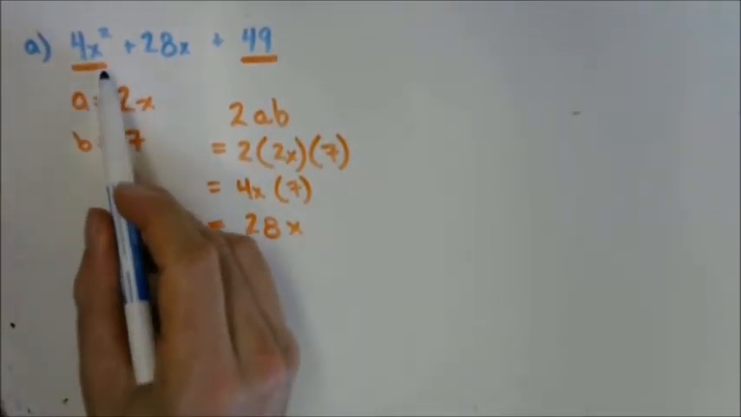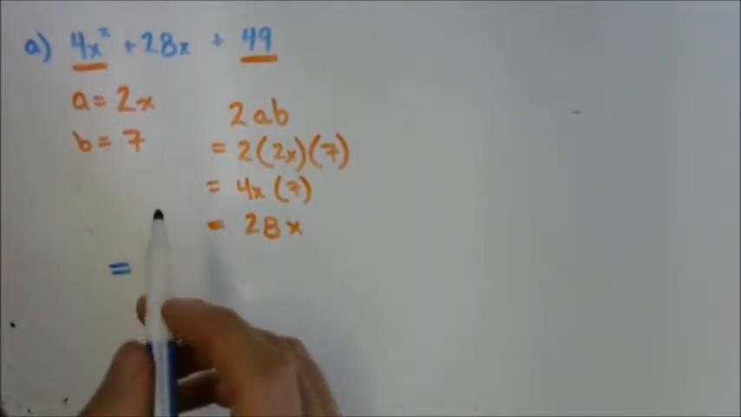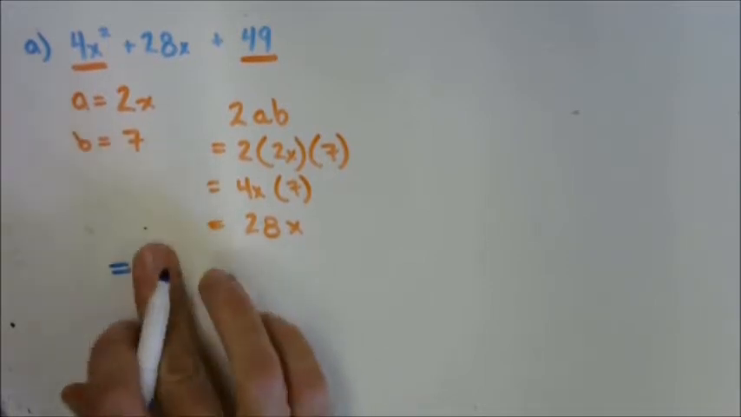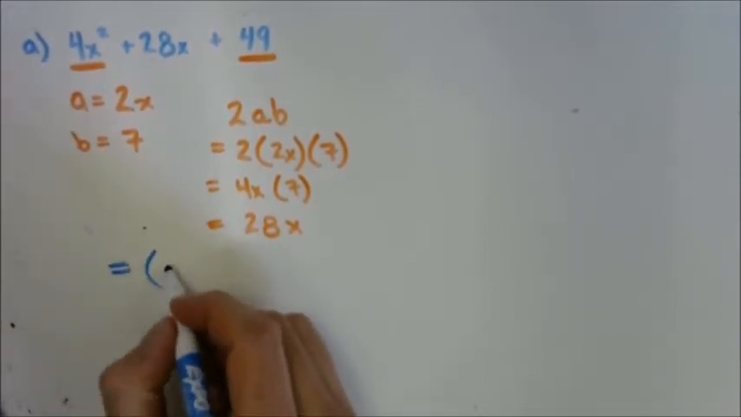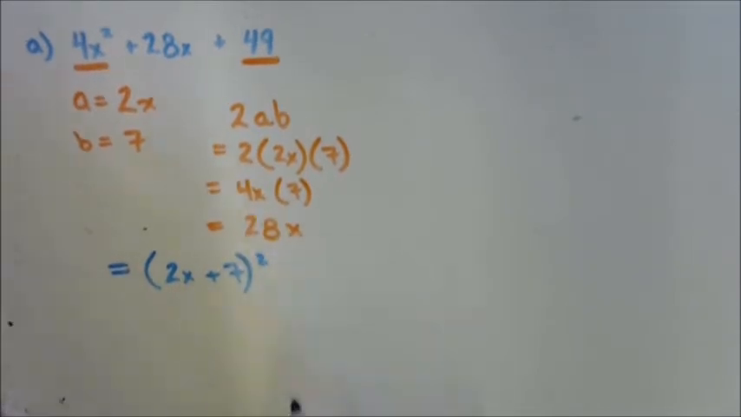So all we need to do is plug it into our pattern. What pattern are we using? (A plus b) squared. A plus b, I'm not going to write it. I'm just going to put our a in, which was 2x, our b, which was 7, and square it. Good?